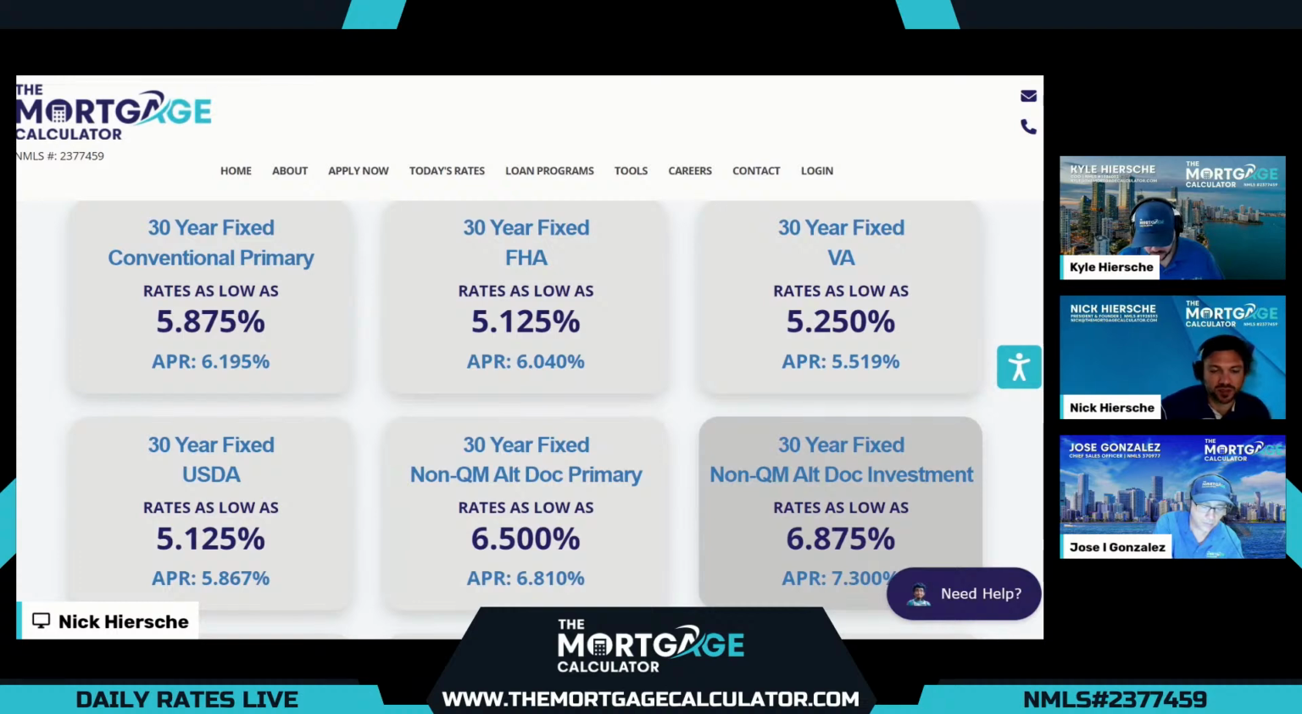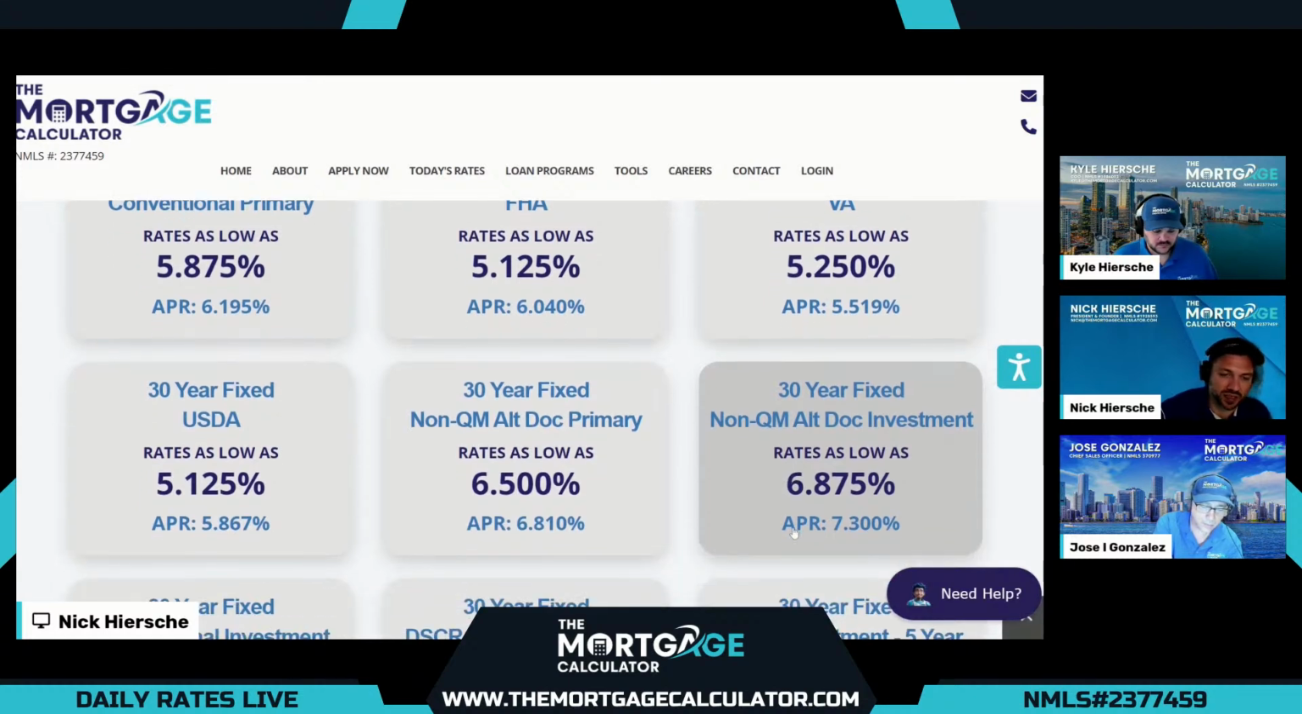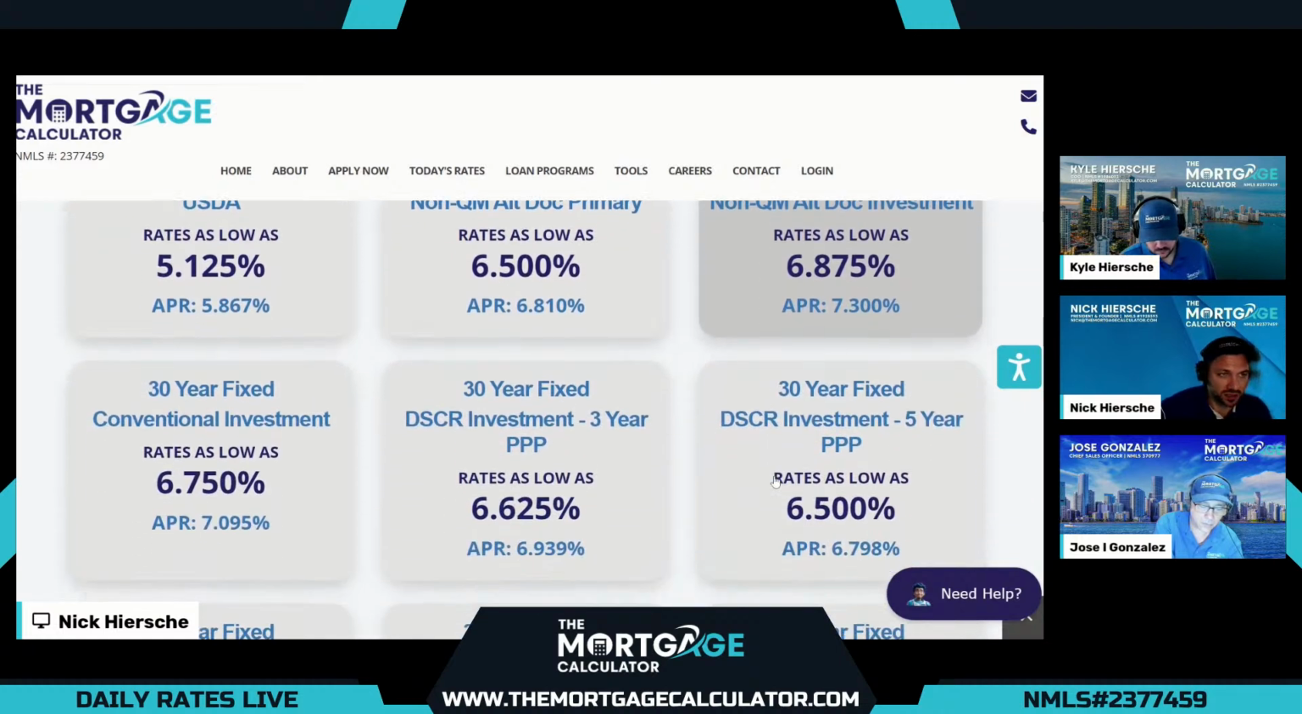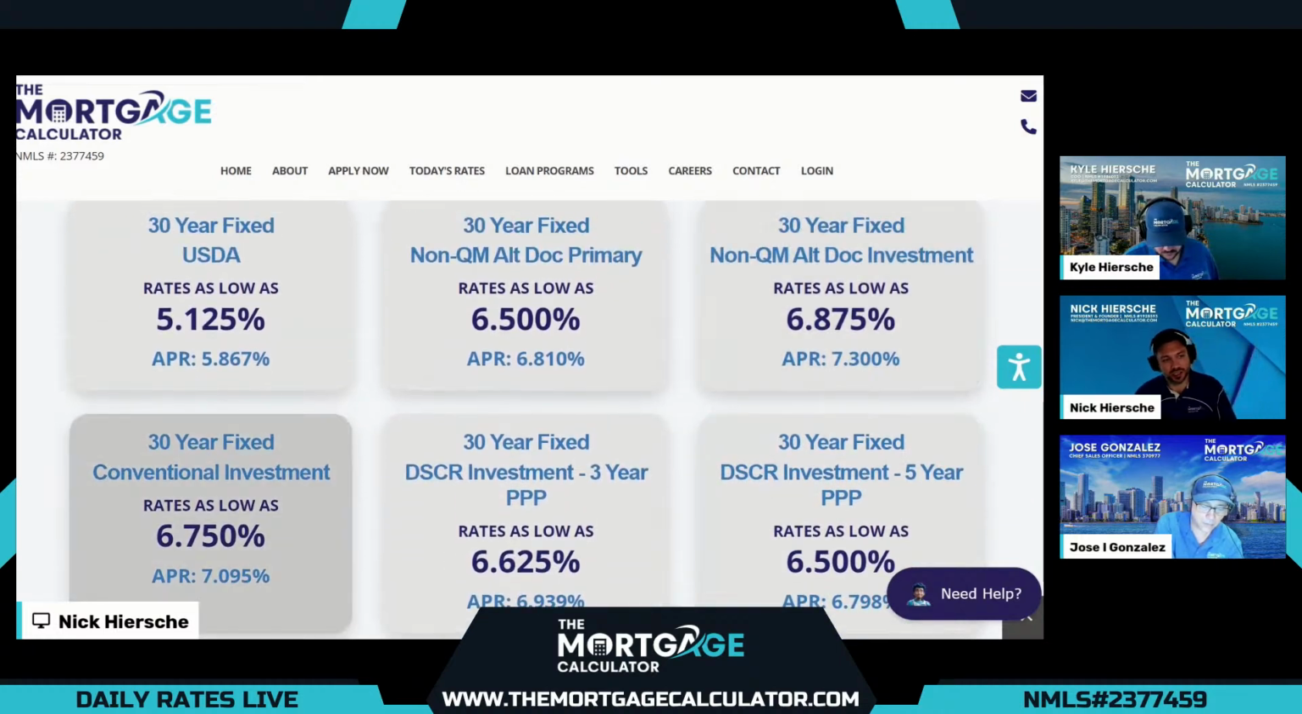So first up, tons of flexibility with our non-QM options. So alt doc, bank statement, and similar coming in today 6.875, final APR 7.300. And we'll compare that to our other options for investments. So no government options, no VA, USDA, or FHA, but we have our conventional coming in today 6.75, final APR 7.095, beating alt doc, which is awesome. And that's more normal, which is what we're used to.